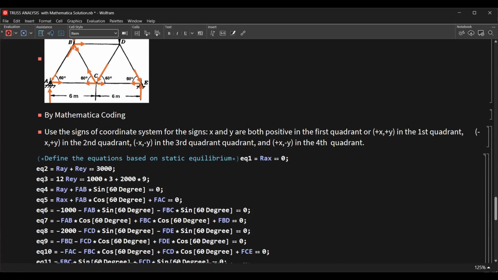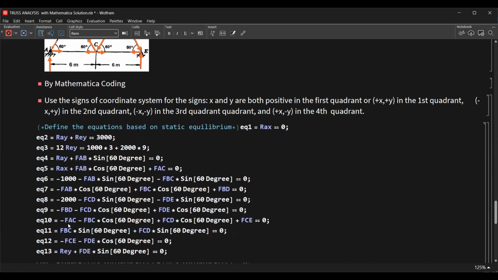Okay. Then we have equation 9. We have FBD, which is directed to the left. Then FCD is directed to the left also, the X component of FCD. Then the X component of FDE is positive to the right. So that is equal to 0.